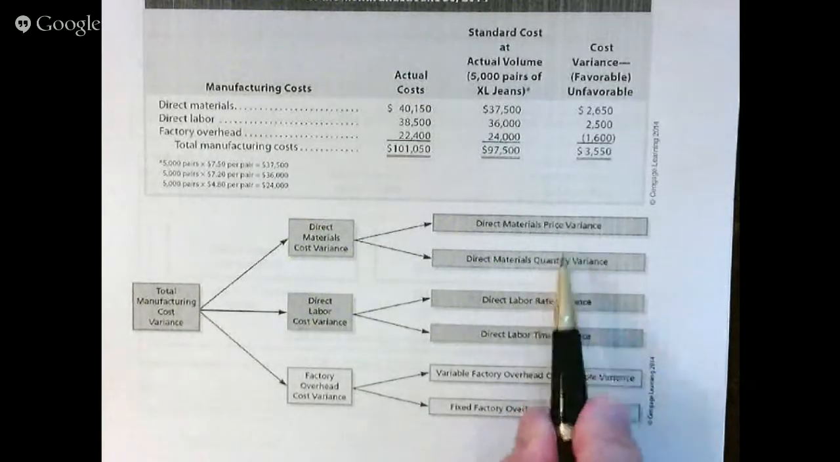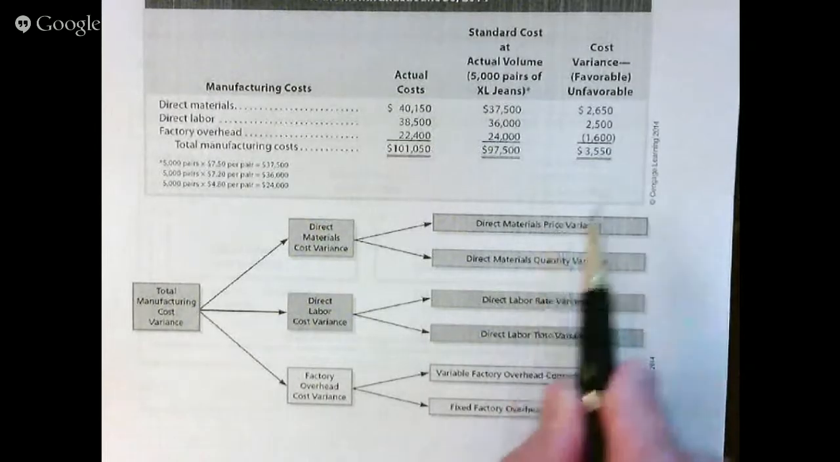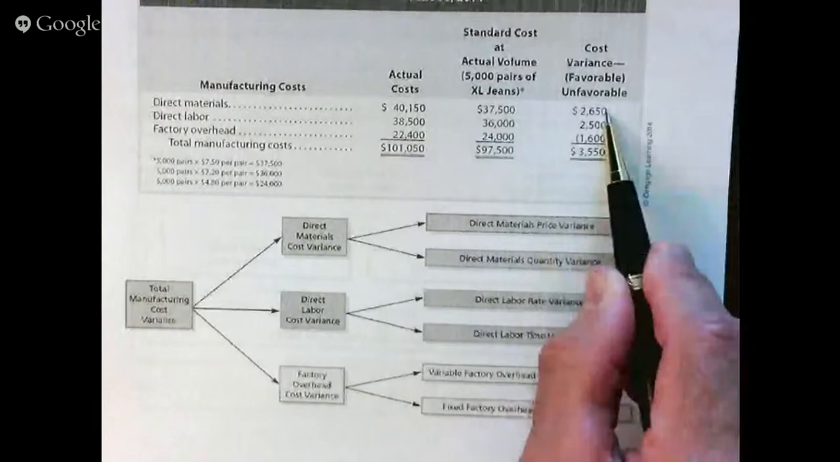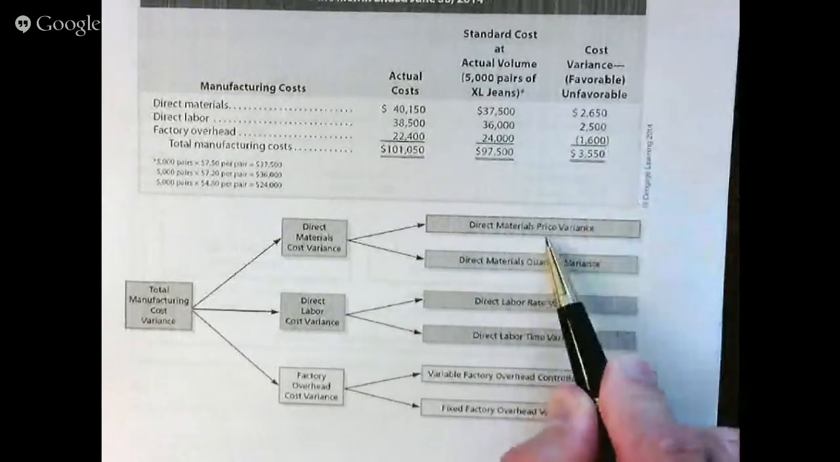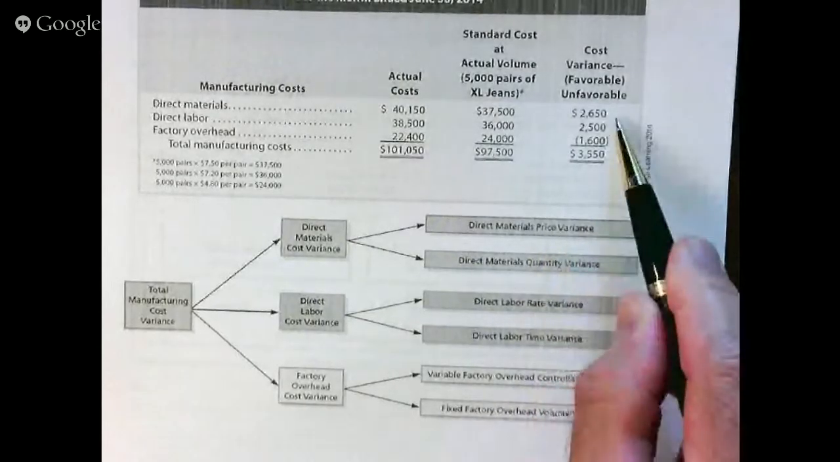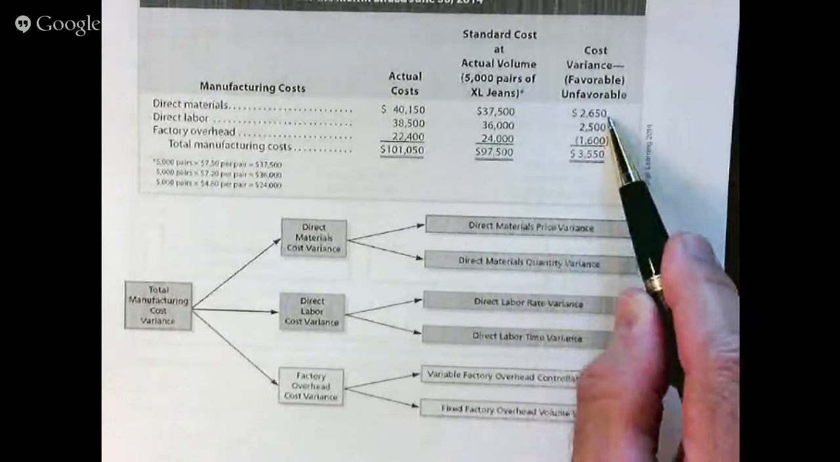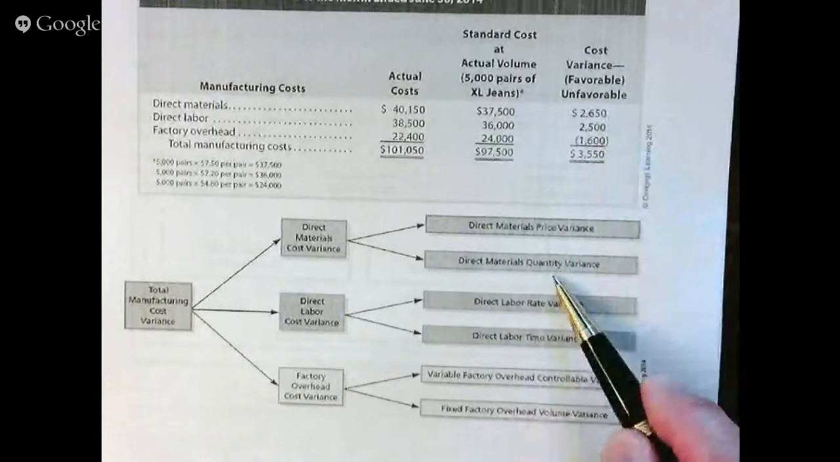So what the accounting record should show is the number of dollars, let's say for direct materials, that were unfavorable because the company paid too much for what it used, the price variance, or how much of the $2,650 material unfavorable variance came about because too much, in this case, blue denim fabric was used to make the 5,000 jeans.